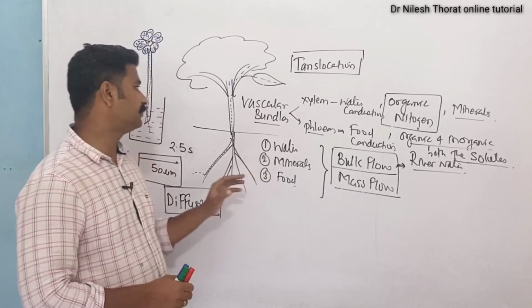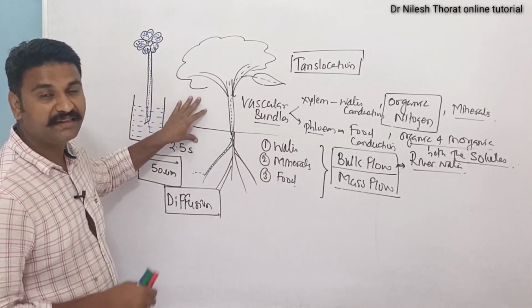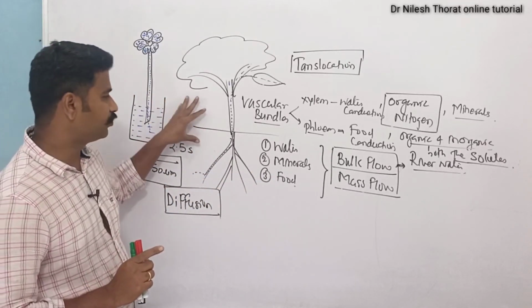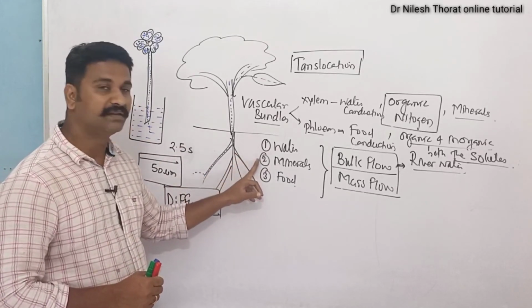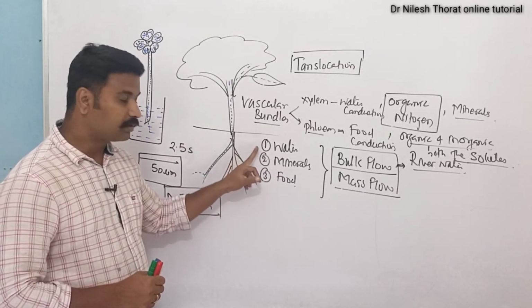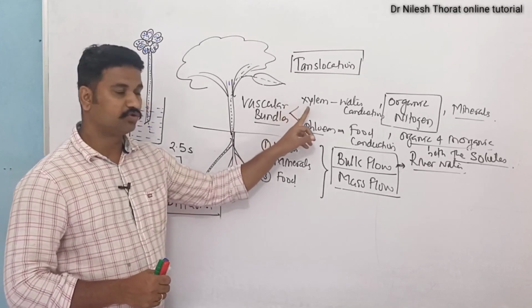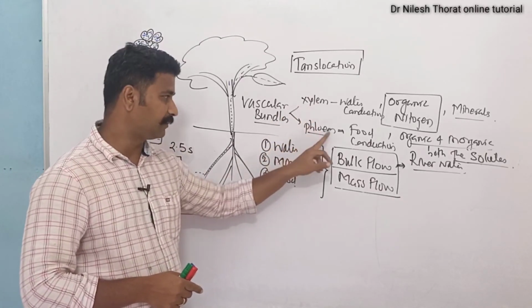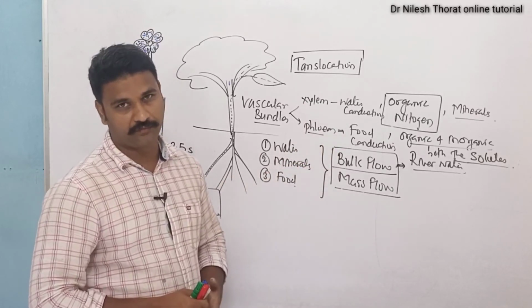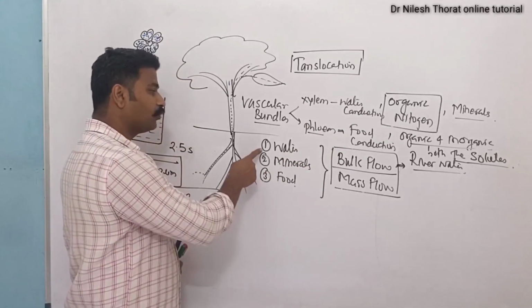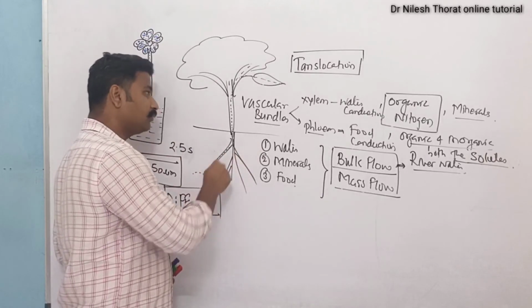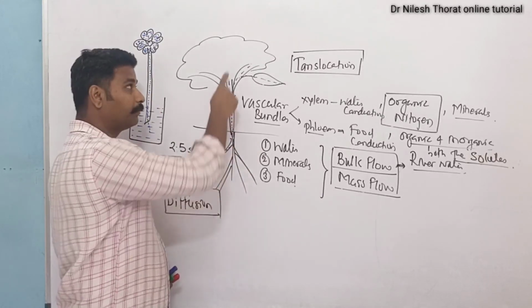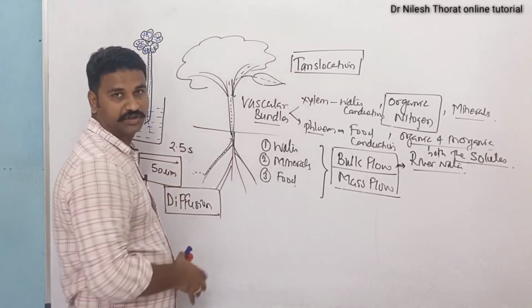Just to summarize, हमने ऐसा कहा कि प्लांट में तीन इंपॉर्टेंट चीज़ें ट्रांसपोर्ट करनी पड़ेगी, वाटर, मिनरल और फूड। वाटर का ट्रांसपोर्ट करने के लिए हमारे पास जो पाइपलाइन है उसको हम xylem कहते हैं, और फूड के ट्रांसपोर्ट के लिए हमारे पास सेपरेट चैनल है जिसको हम phloem कहते हैं। The transport of water along the vascular bundle from root up to the tip is called translocation.